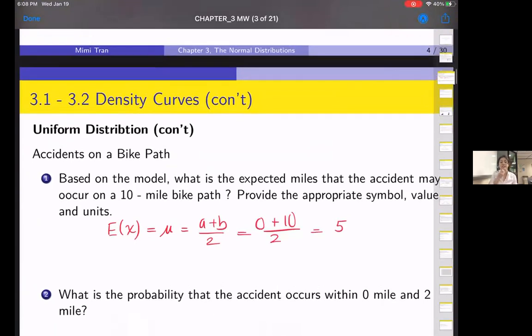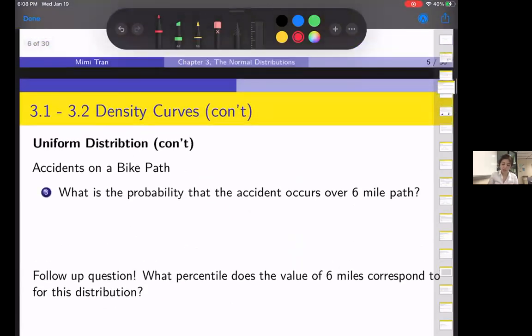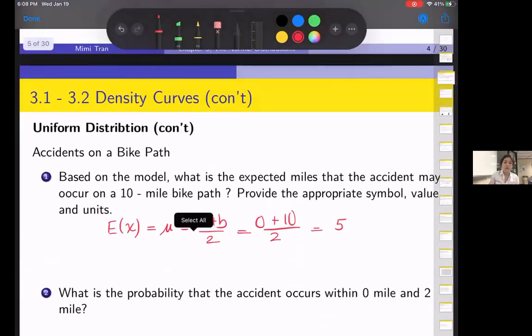What is the unit? Oops, I'm so sorry, I keep touching the thing on the side. What is the unit? What does 5 represent? Miles. Thank you, Sean. Don't let one person do all the work. I want to hear other people talk too.